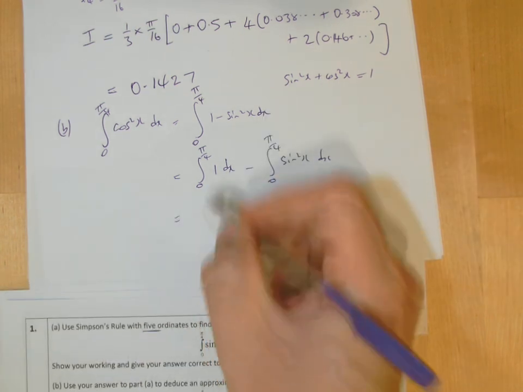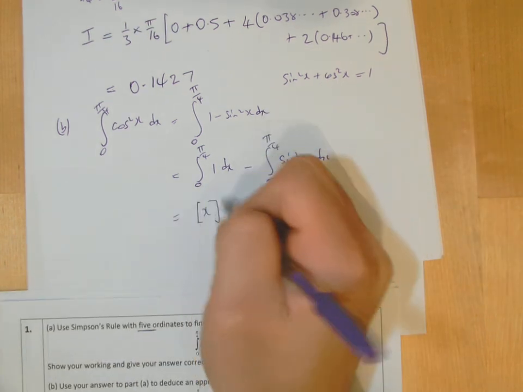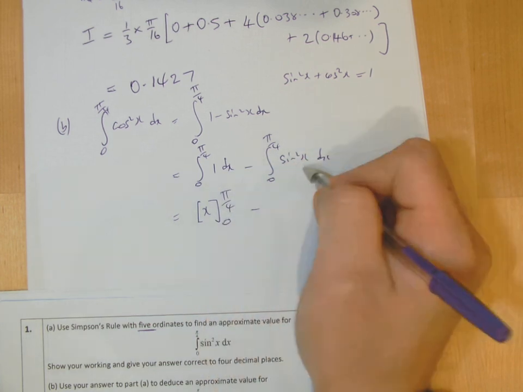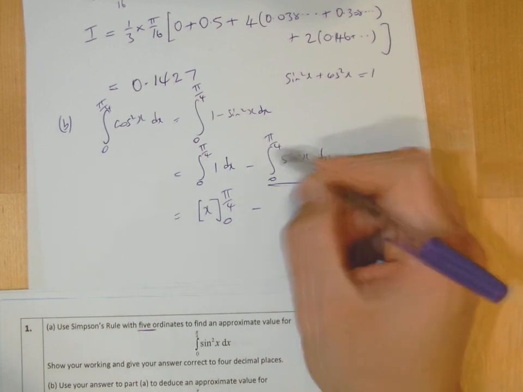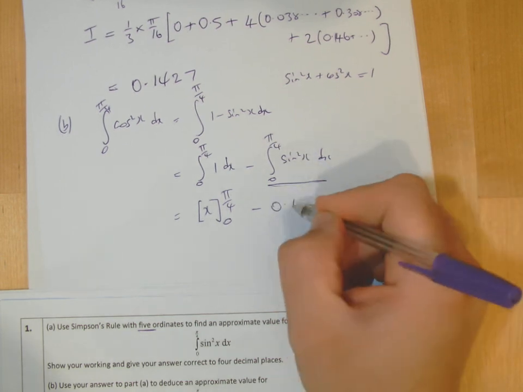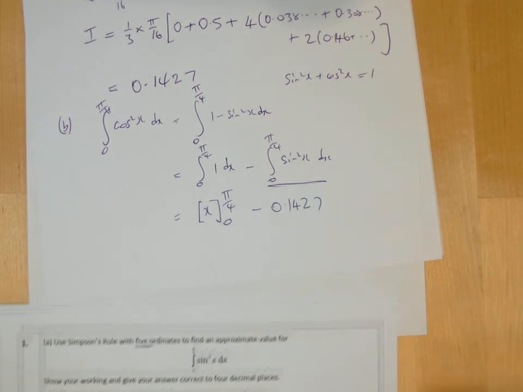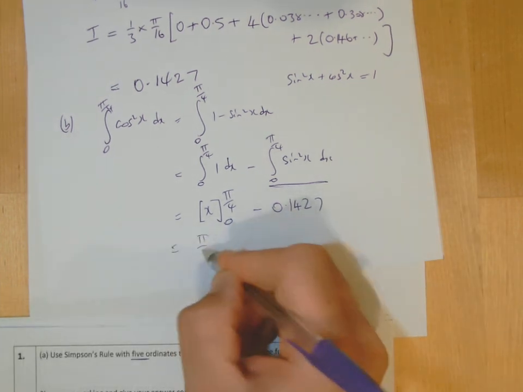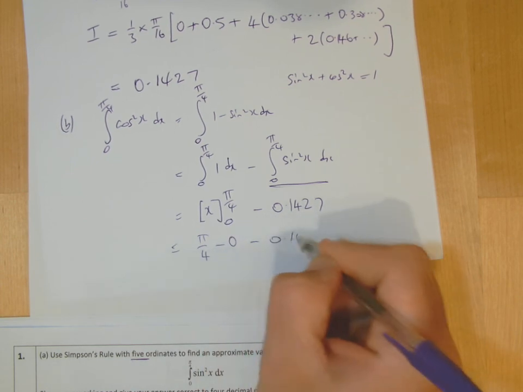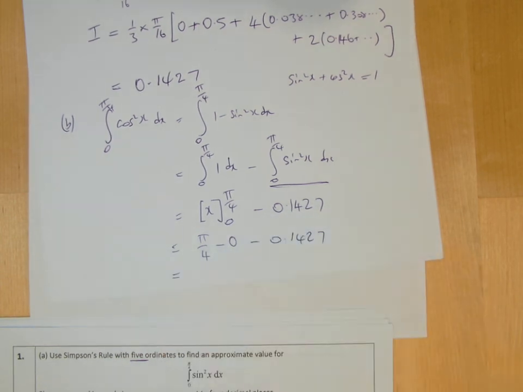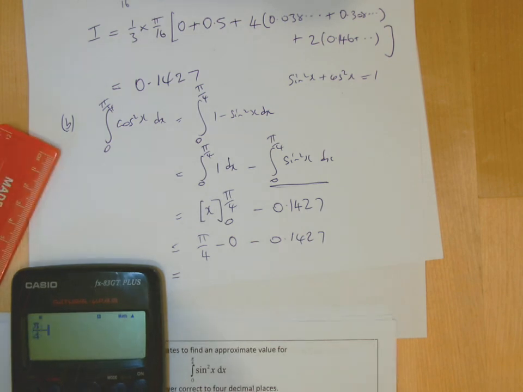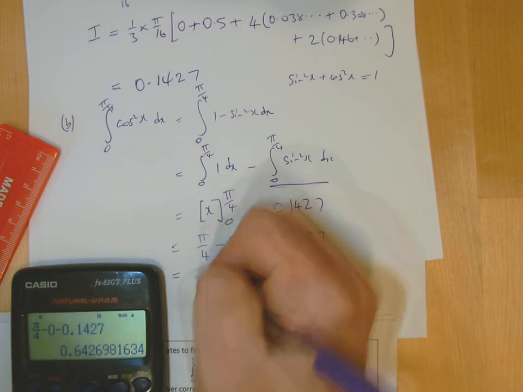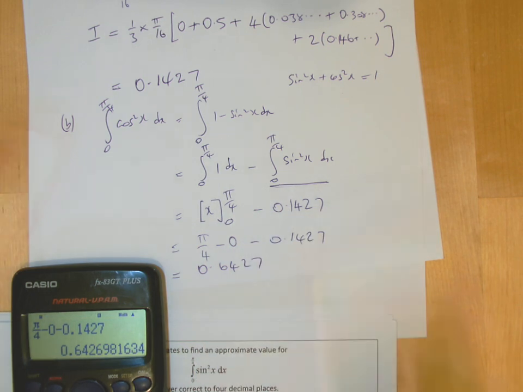Now integrating 1 is easy with respect to x, you just get x. Put the limits in. Integrate this, well we've already done it, haven't we? This is part A. If you look back to A, that's exactly what we worked out in A, so we just put the answer there from A. And then put these limits in here, pi over 4, take away 0, take away this, and give our answer also to 4 decimal places to follow suit from part A. And we get 0.6427 to 4 decimal places.